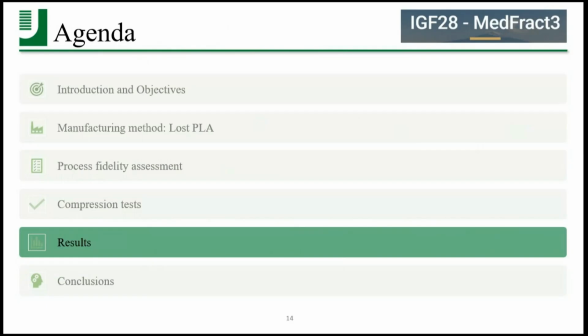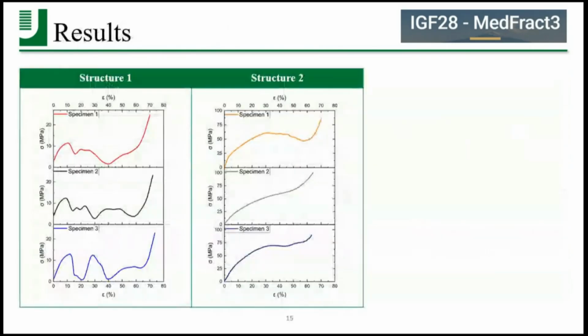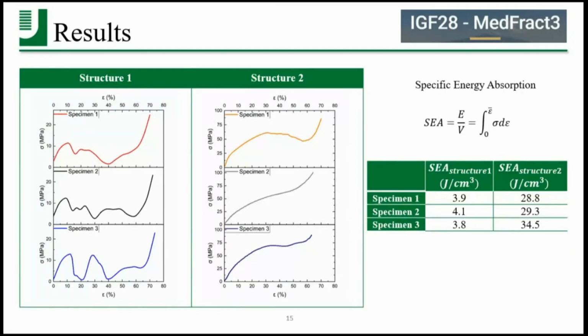Now let's move on to the results, in particular the specific energy absorption. These are the stress strain diagrams of the tests previously shown. For the calculation of the specific energy absorption, we considered, as the area for the stress value, the area of the base of the cylinder without considering porosity. These are the values of the specific energy absorption at 16% of deformation.